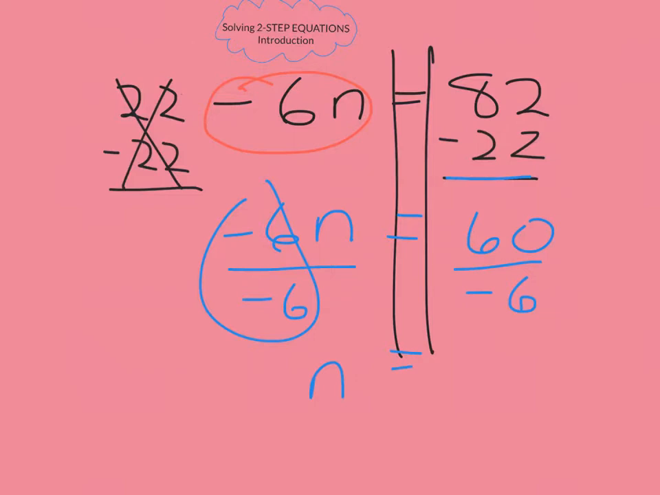60 divided by negative 6. So a positive 60 divided by a negative, positive divided by a negative is a negative. 60 divided by 6 is 10. So my answer is negative 10.